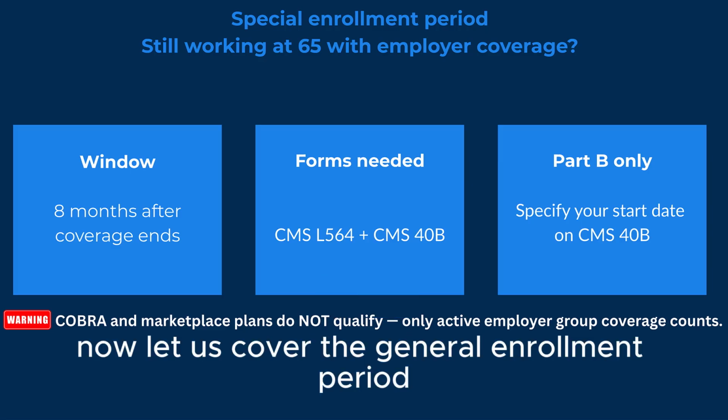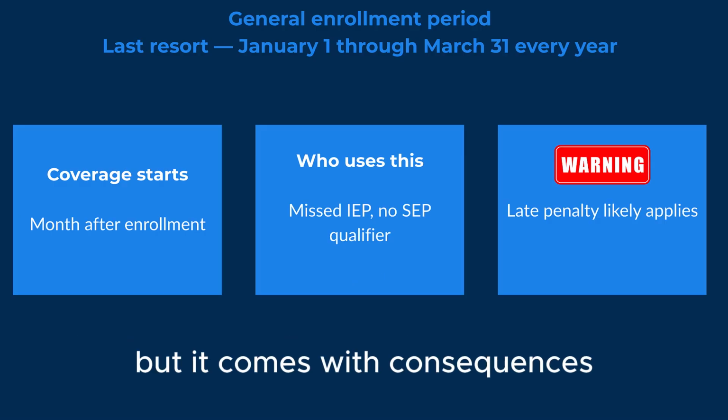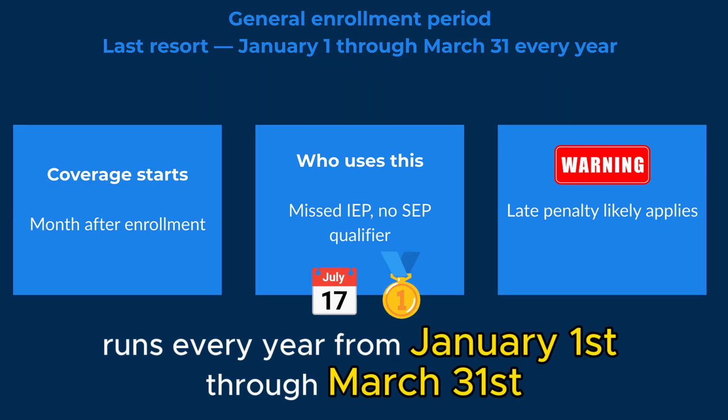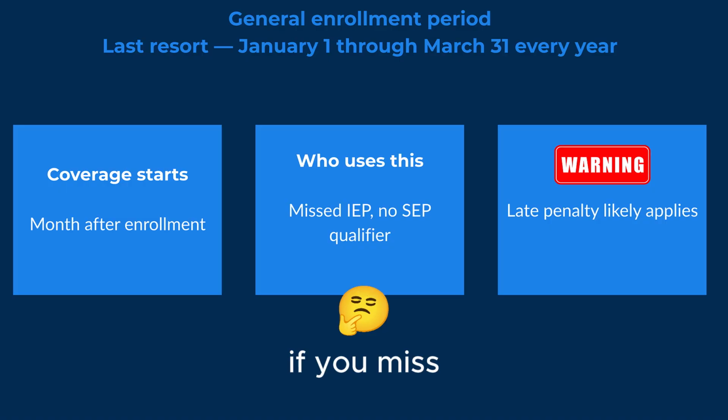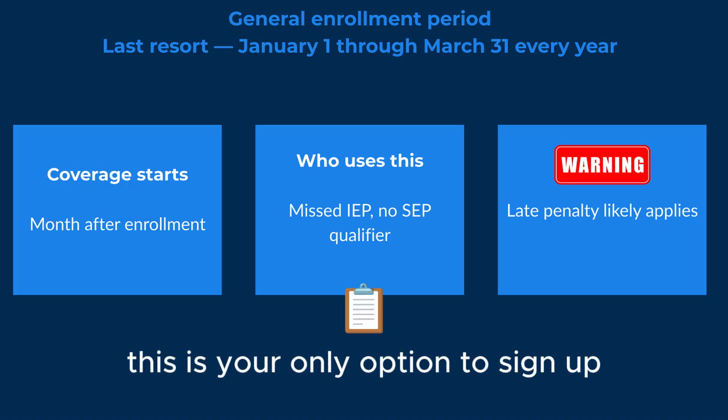Now let us cover the General Enrollment Period, the GEP. This is the Safety Net Enrollment Period, but it comes with consequences. The General Enrollment Period runs every year from January 1st through March 31st. If you miss your Initial Enrollment Period and you do not qualify for a Special Enrollment Period, this is your only option to sign up.